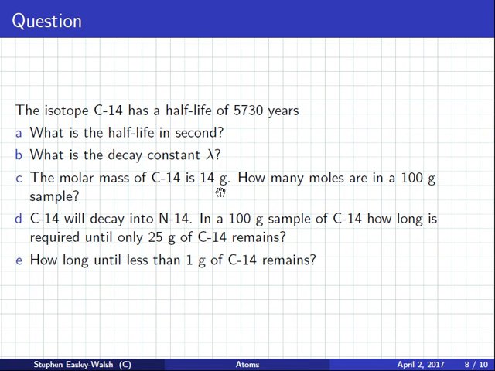You start off with 100 grams. How long until you have only 25 grams left? Okay, you have all the numbers you need, so calculate that. You want to go from 100 grams to 25 grams.